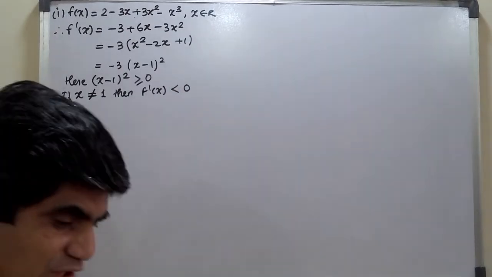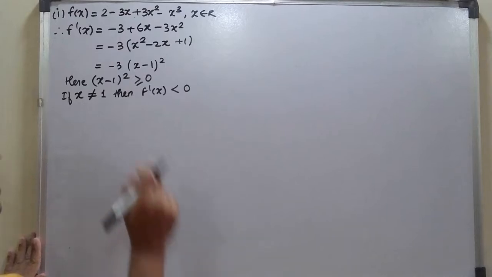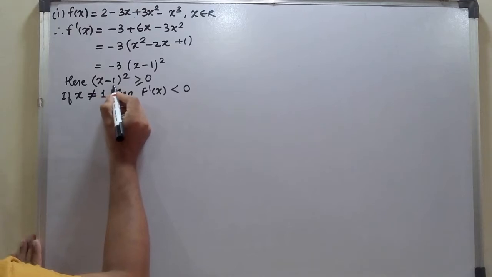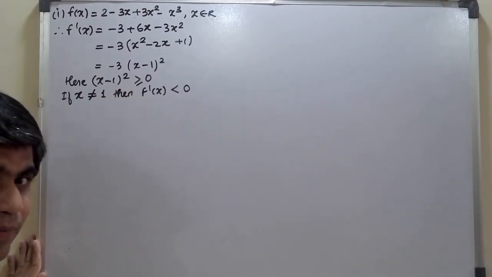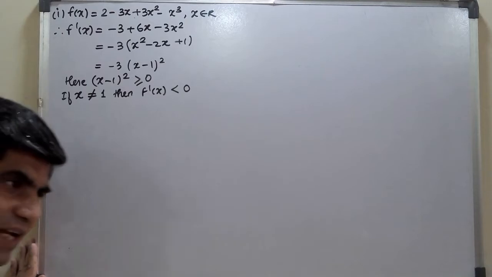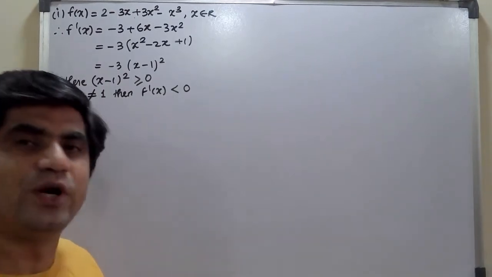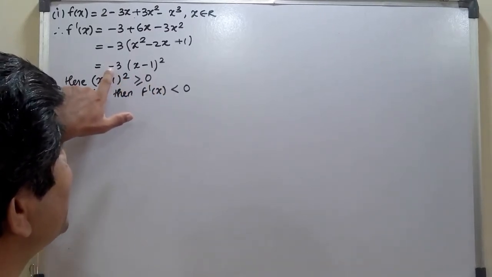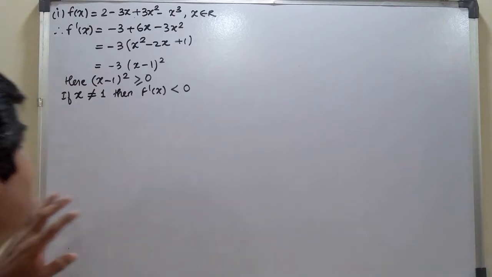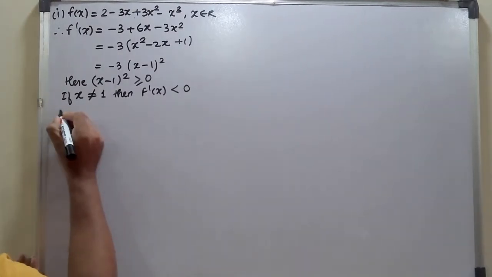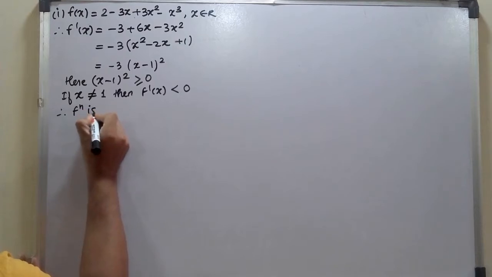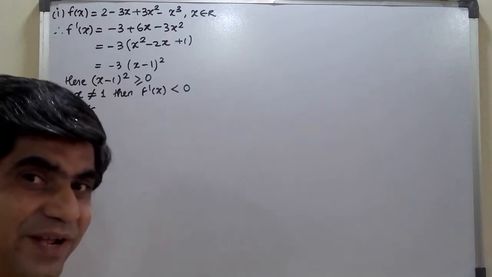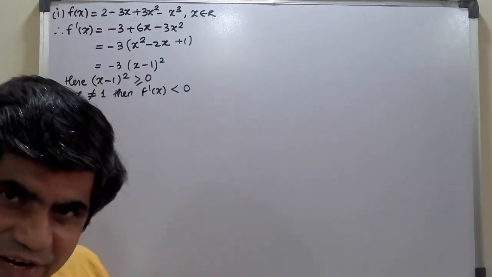Did you understand? Or shall I write it like this? If x is not equal to 1, then obviously x minus 1 the whole square is going to become positive. Whether the bracket term is negative or positive, the whole square is going to be positive. But since it is multiplied with minus, it will become negative. Therefore the first derivative is negative.